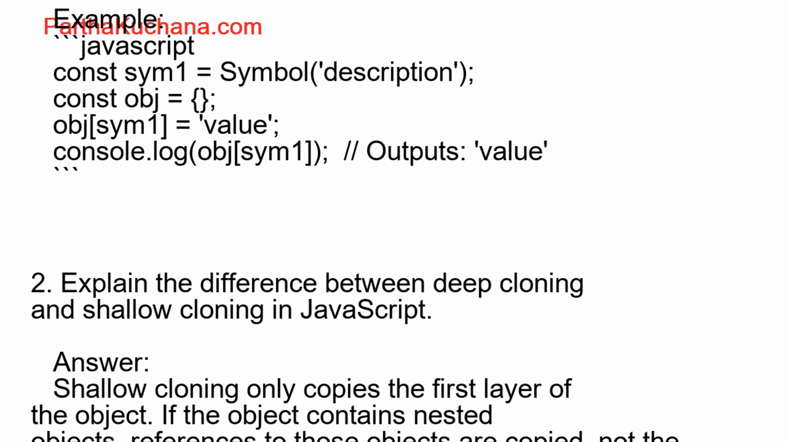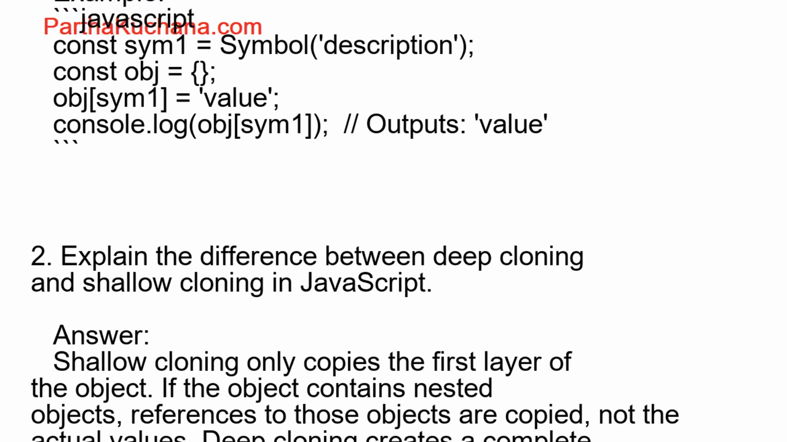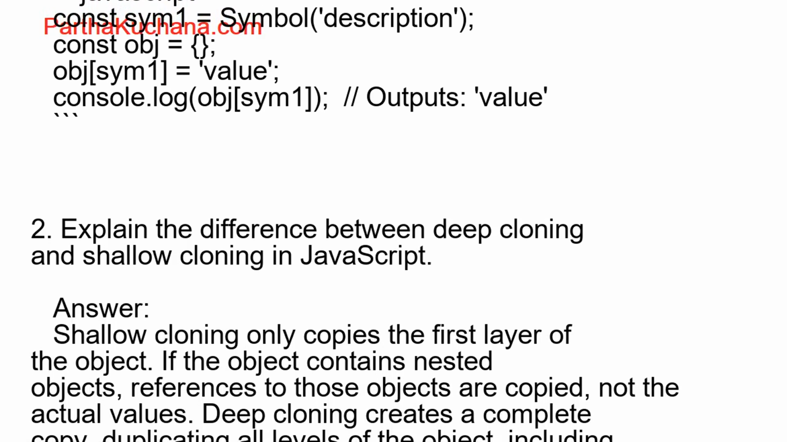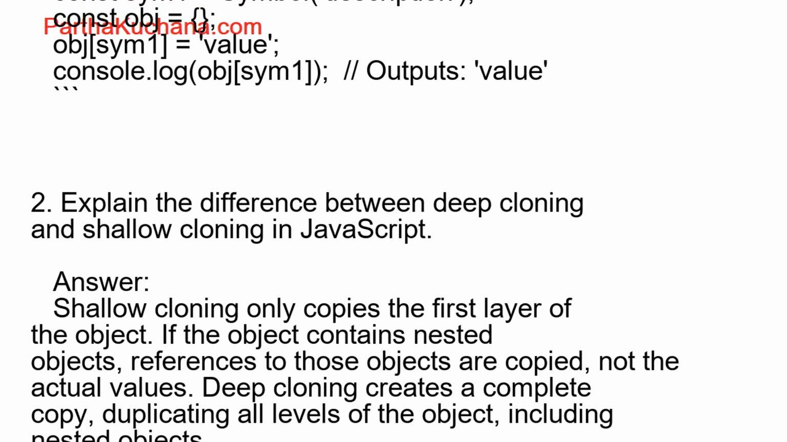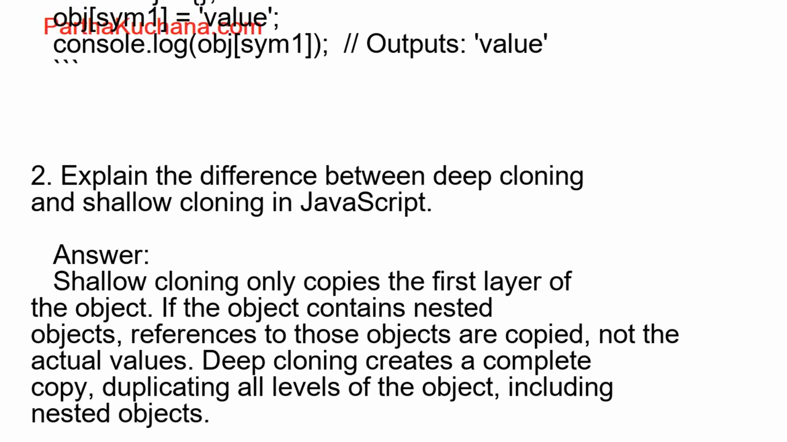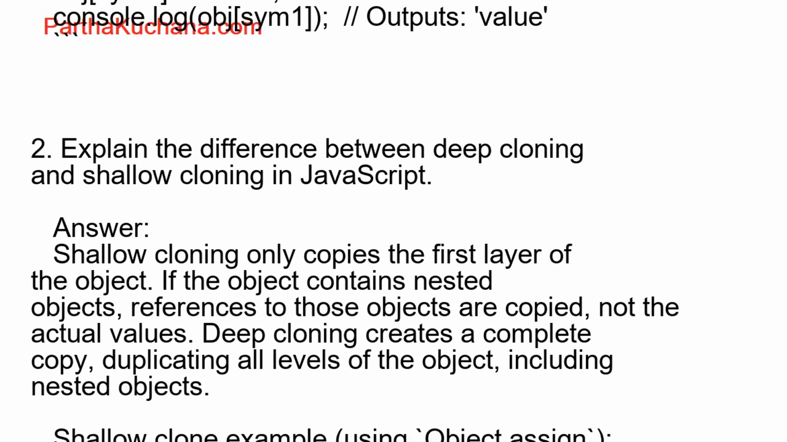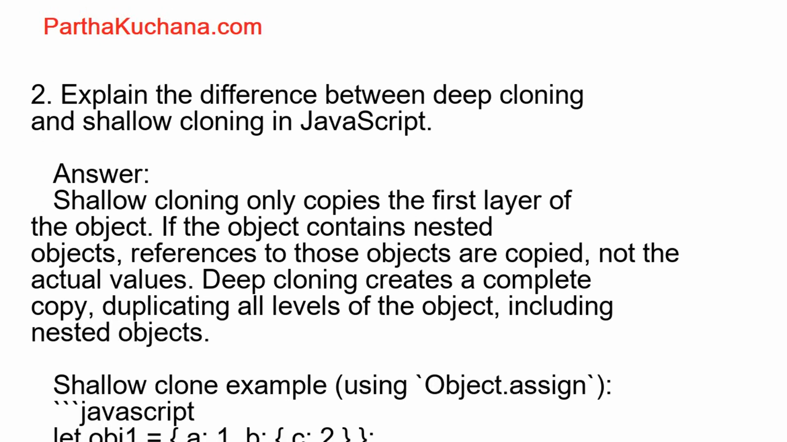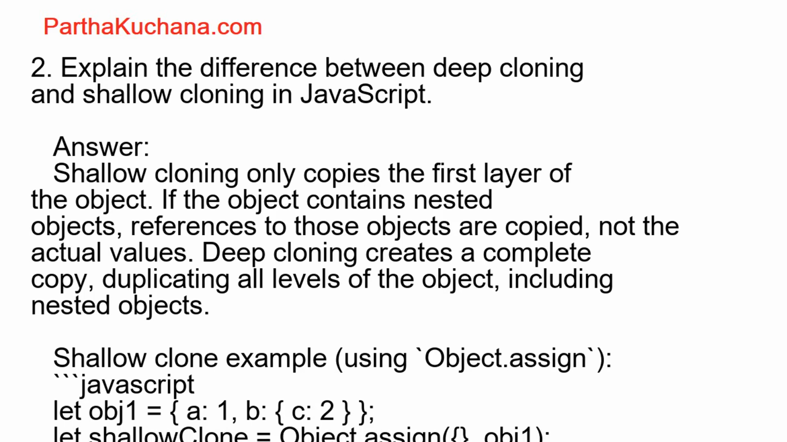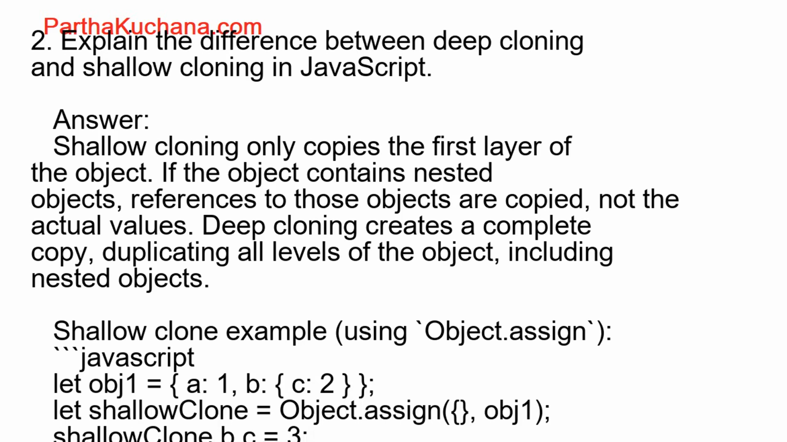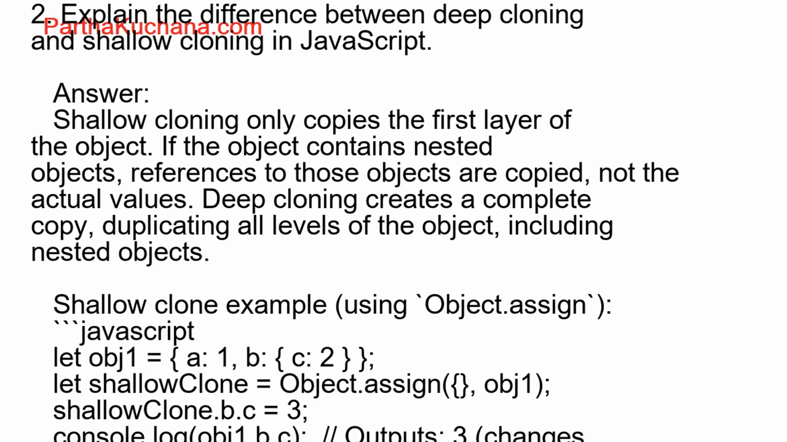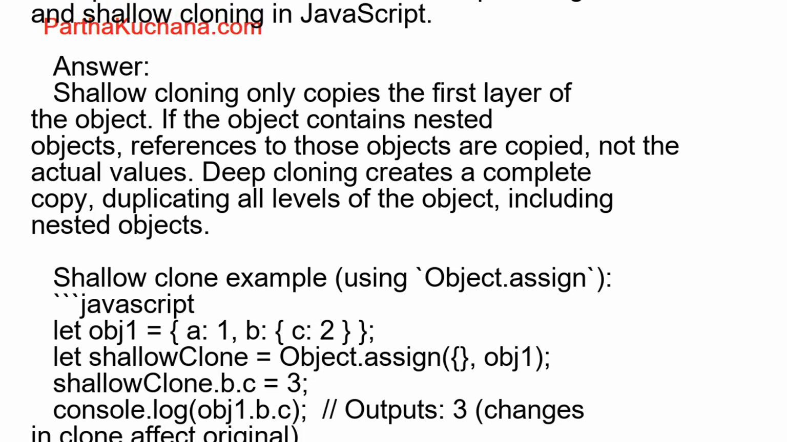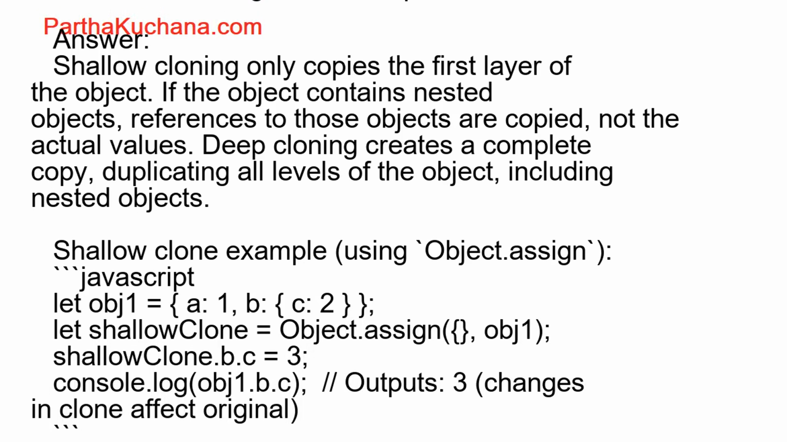Shallow clone example. Using Object.assign, JavaScript. let obj1 = {a: 1, b: {c: 2}}. let shallowClone = Object.assign({}, obj1). shallowClone.b.c = 3. console.log(obj1.b.c) // outputs 3. Changes in clone affect original.